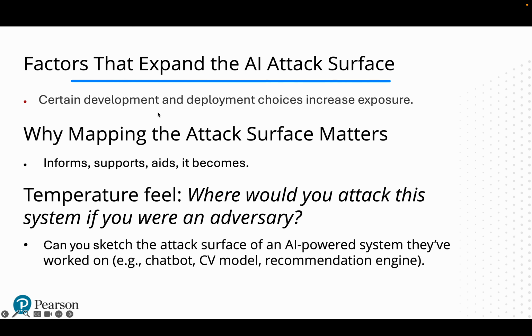So what are the factors that expand the attack surface? Here we're talking about certain development and deployment choices that increase exposure. One is public access to the model API, and you have to have public access if it's a public model, for example, ChatGPT, they have public APIs. Second would be lack of monitoring or logging at inference. Third would be usage of third-party datasets or pre-trained models.